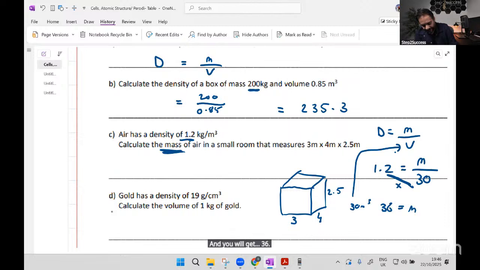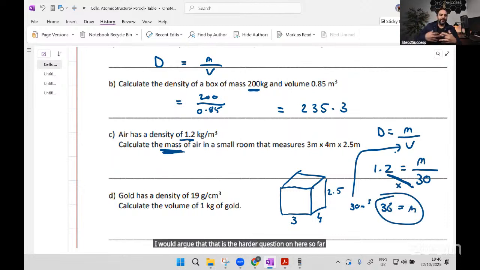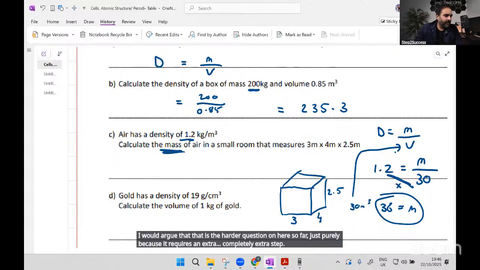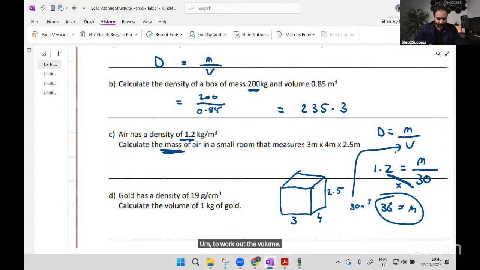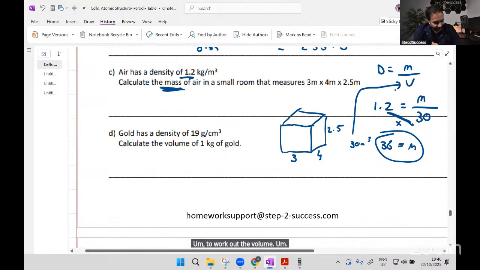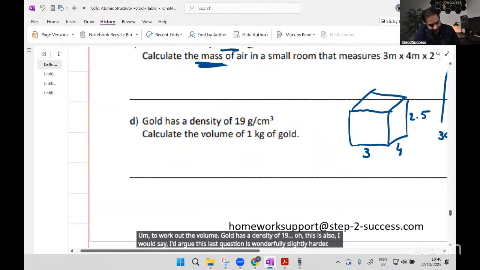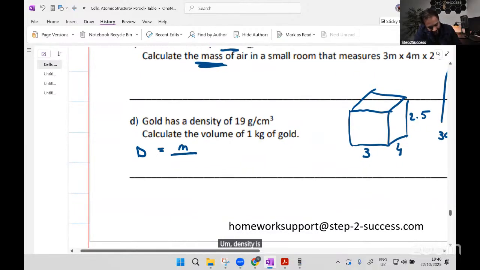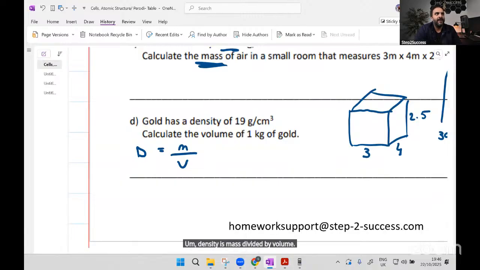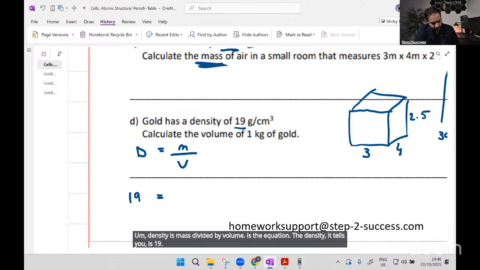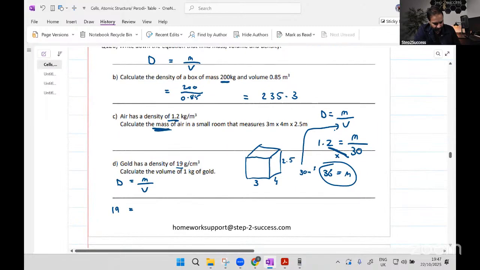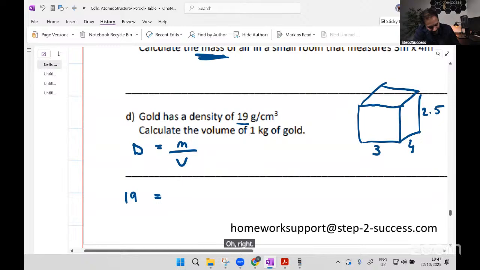I would argue that that is the hardest question on here so far, just purely because it requires a completely extra step to work out the volume. Gold has a density of 19. Oh, I'd argue this last question is wonderfully slightly harder. Density is mass divided by volume is the equation. The density it tells you is 19. Oh, right. And then it wants the volume of 1 kilogram of gold.